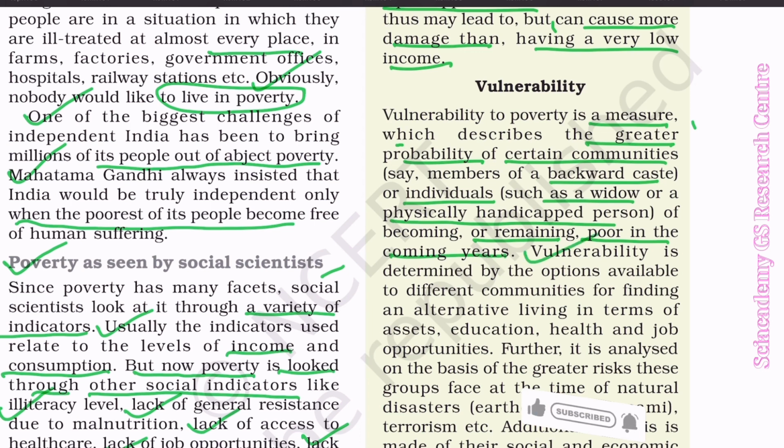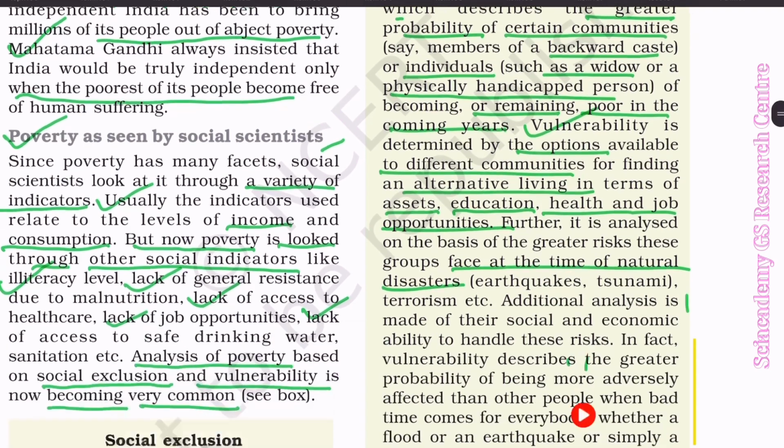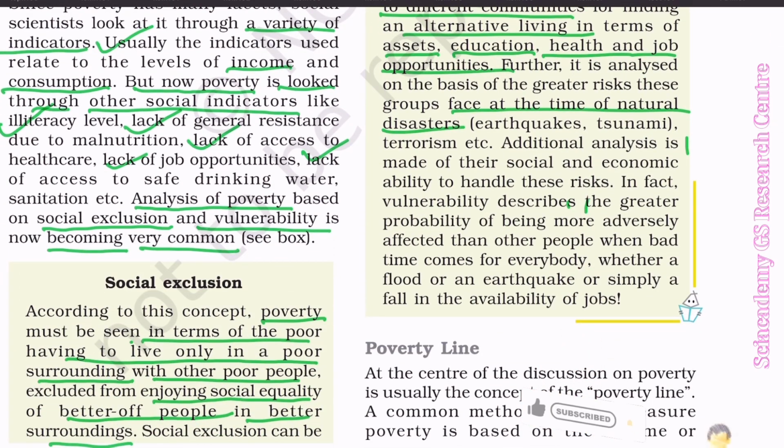Vulnerability is determined by the options available to different communities for finding an alternative living in terms of assets, education, health, and job opportunities. Further, it is analyzed on the basis of the greater risks these groups face at the time of natural disasters such as earthquakes, tsunami, terrorism, etc. Additional analysis is made of their social and economic ability to handle these risks.